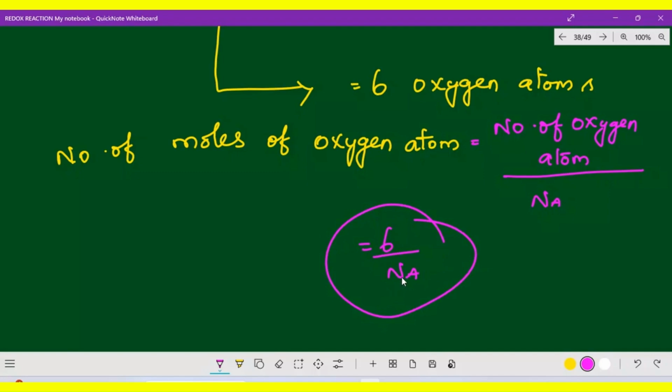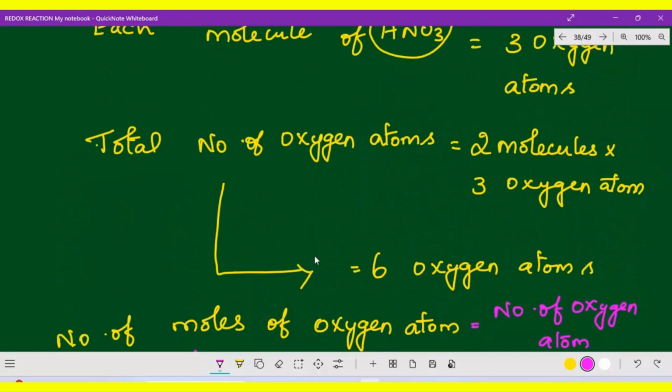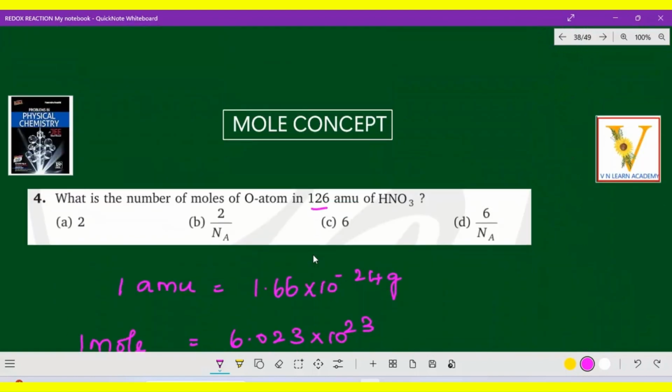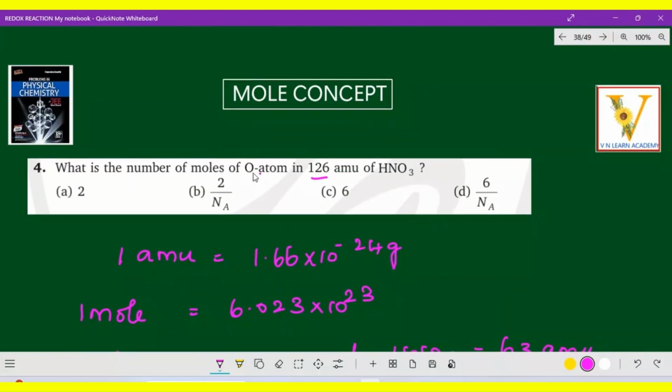So this is the way we can identify. Okay, hope you got that idea. Here the question asked only about the number of moles of oxygen atom. So the number of moles of oxygen atom is 6 by Na. So option D is the correct option. I hope you got the clarity. Come on, let's go to the next question.